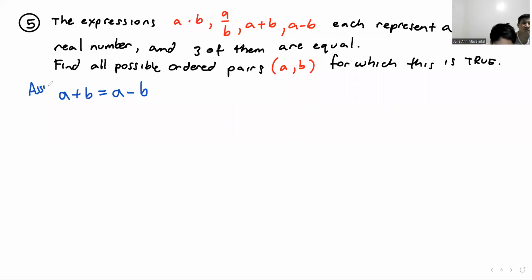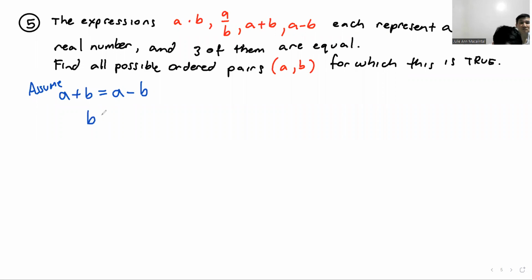Assume goes throughout the entire proof, but if you put "if", it will signify casework. So if a plus b is equal to a minus b, we can move the a, and then we can move the b too.